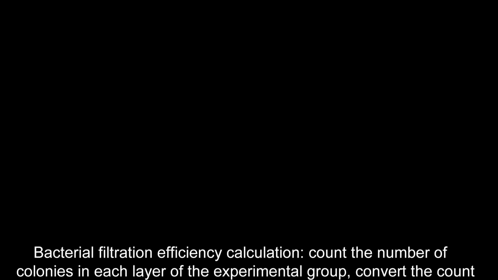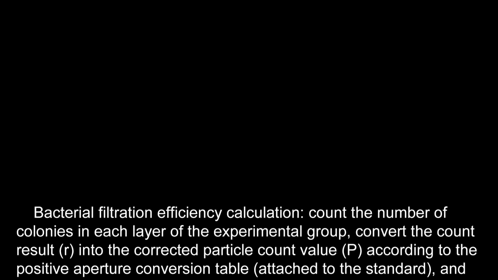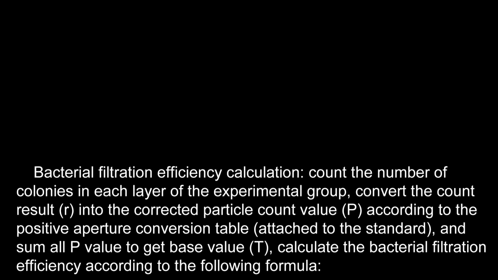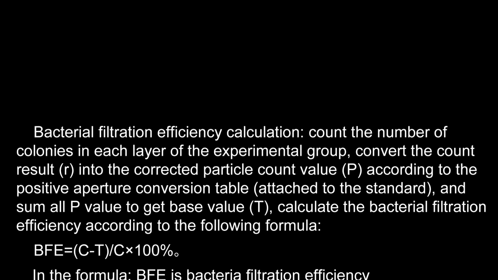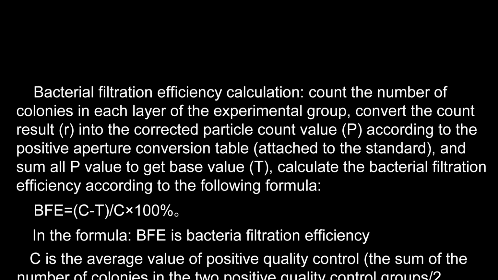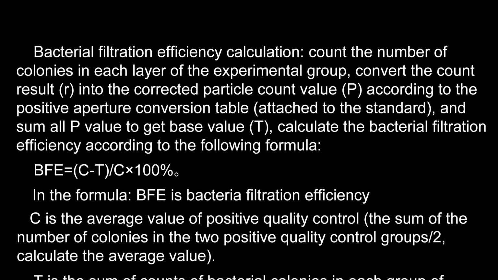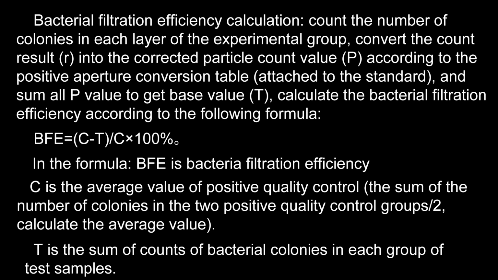Bacterial filtration efficiency calculation. Count the number of colonies in each layer of the experimental group. Convert the count result R into the corrected particle count value P according to the positive aperture conversion table attached to the standard, and sum all P-values to get base value T. Calculate the bacterial filtration efficiency according to the following formula. BFE equals (C minus T) divided by C times 100%.